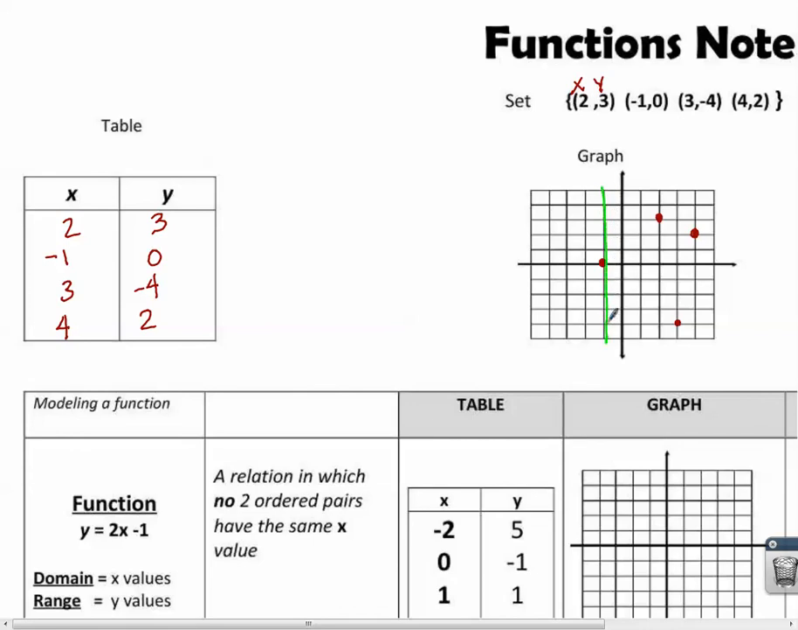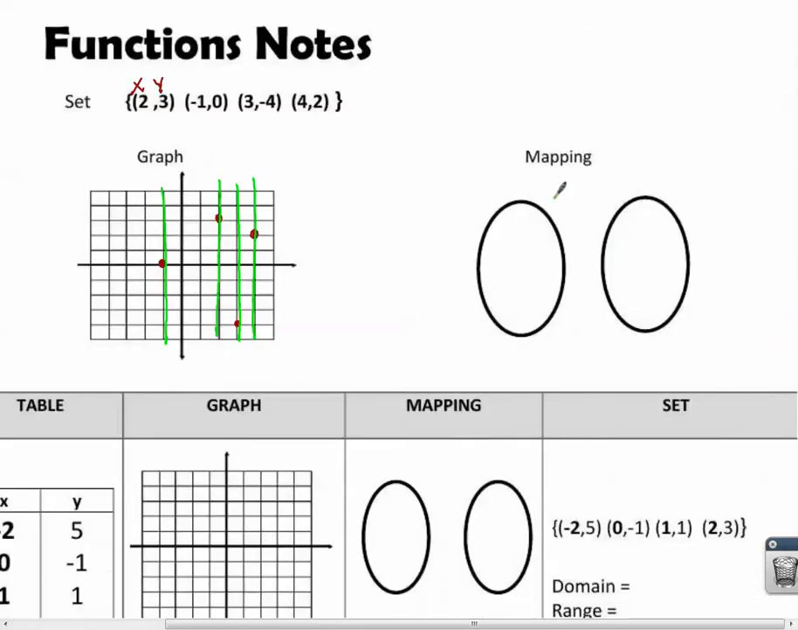If you use your vertical line test, through this point, there's only one point that goes through this line, only one point that goes through this line, only one point that goes through this line, and only one point that goes through this line. So that means this is a function.